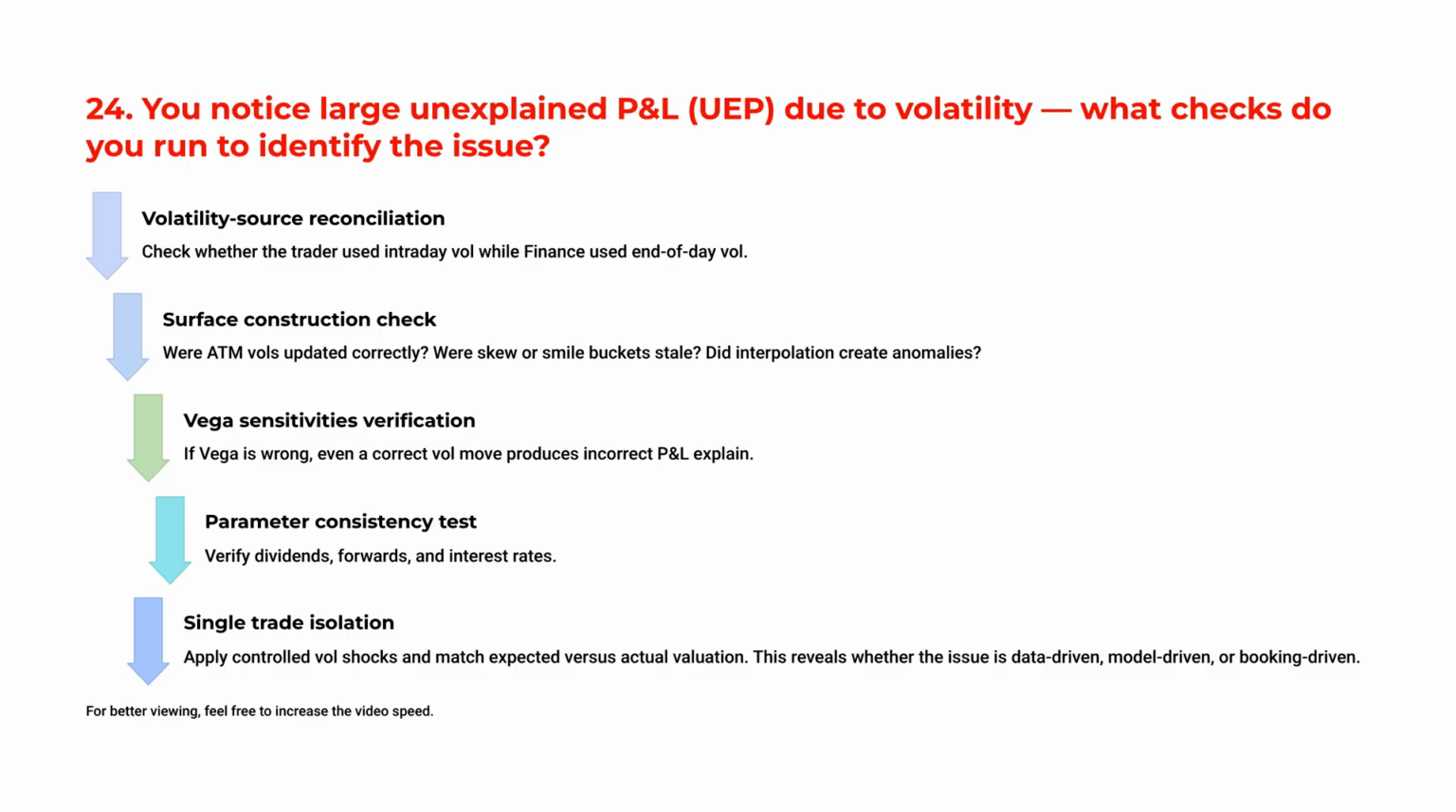This prevents overstating profits on complex, illiquid trades. You notice large unexplained P&L, UEP, due to volatility. What checks do you run to identify the issue? Start with volatility source reconciliation. Check whether the trader used intraday vol, while finance used end-of-day vol. Then check surface construction. Were ATM vols updated correctly? Were skew or smile buckets stale? Did interpolation create anomalies? Next, verify Vega sensitivities. If Vega is wrong, even a correct vol move produces incorrect P&L explain.